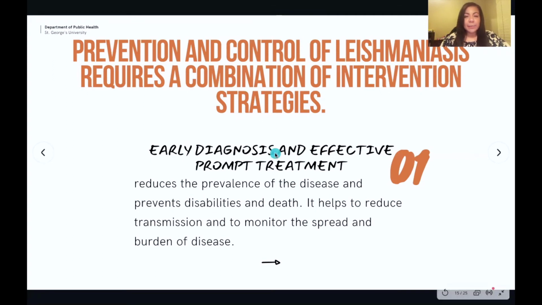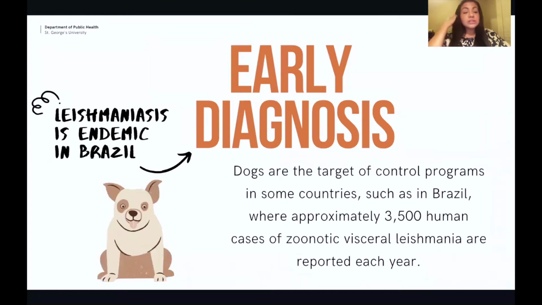An excellent example of this is in Brazil. Leishmaniasis is endemic in Brazil. Dogs are the target for control programs in Brazil, where approximately 3,500 human cases of zoonotic visceral leishmaniasis are reported each year. The Ministry of Health oversees a program of serologically testing dogs and isolating positive animals. A major concern is the extension of traditional endemic areas for leishmaniasis infection, which is now reported in Northern European countries and North America.